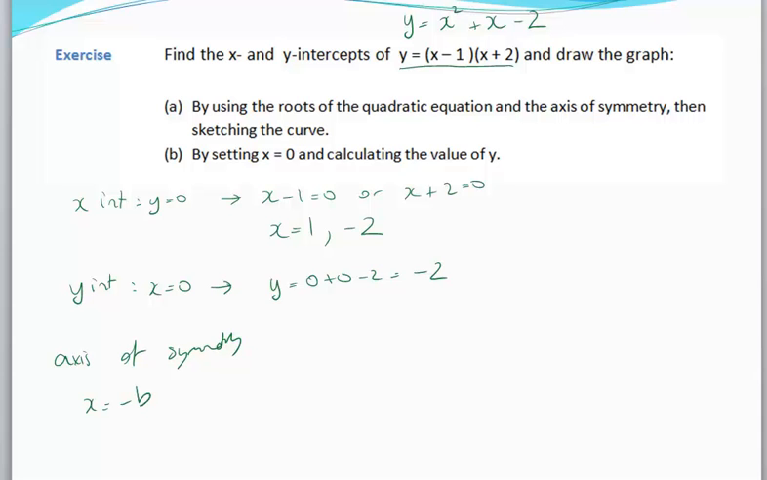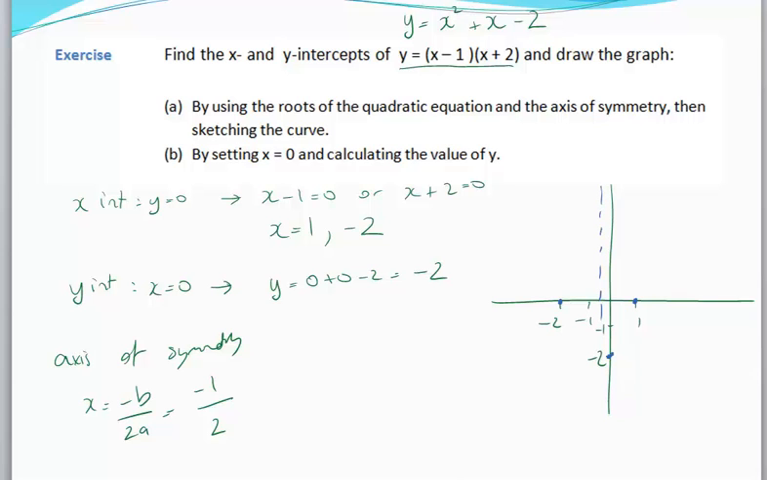x is equal to minus b divided by 2a here. So minus 1 divided by 2 times 1, it's going to be x is equal to minus a half. So here we've got our x is 1, minus 1, minus 2. Our y-intercept here is at minus 2, minus 1, minus 2. So if we mark some of these points on, here we're cutting through, here, here, and here, at minus a half is our axis of symmetry.